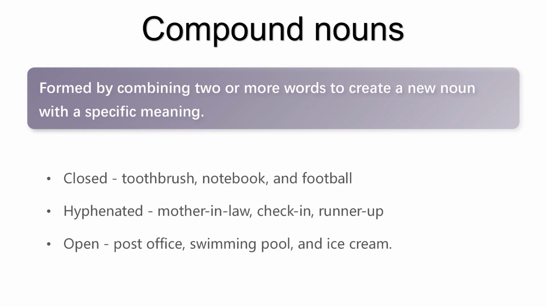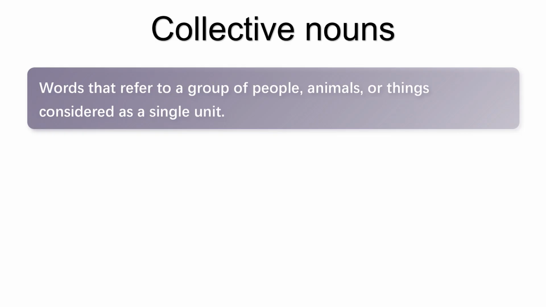What you need to keep in mind is that compound nouns can only take one of the three forms mentioned above. Just remember each one as you encounter them. Collective nouns are words that refer to a group of people, animals, or things considered as a single unit. While the individual members of the group can act separately, the collective noun treats them as one entity.